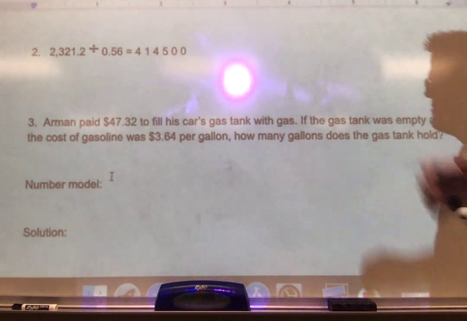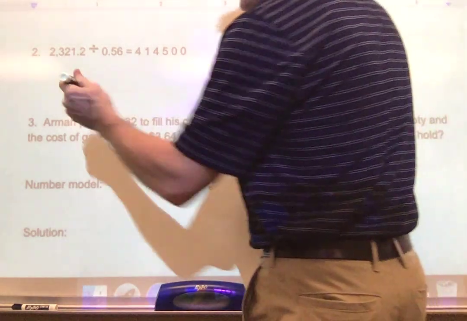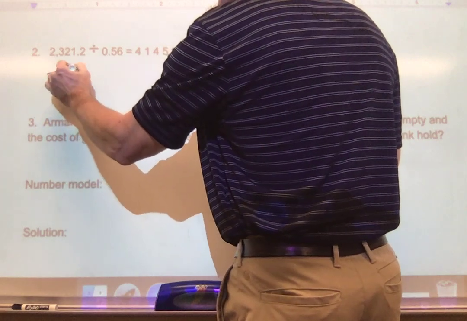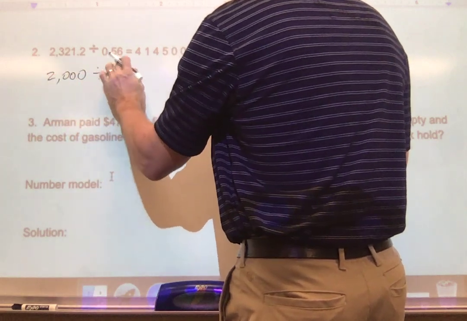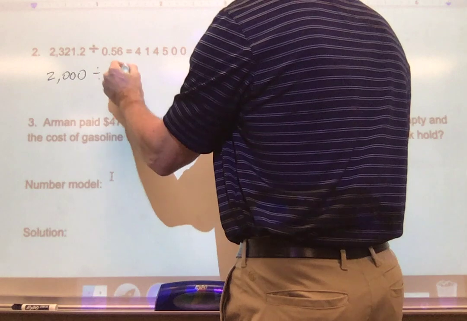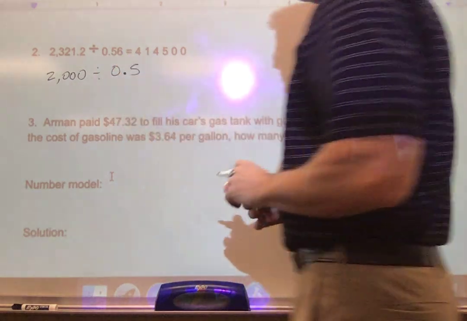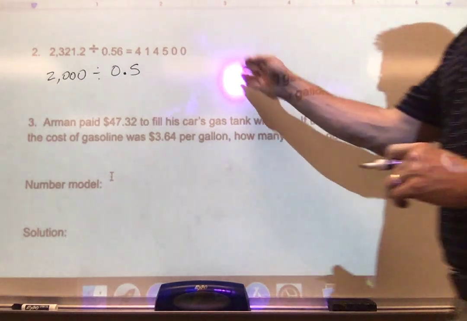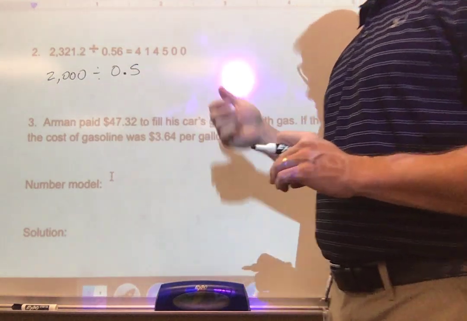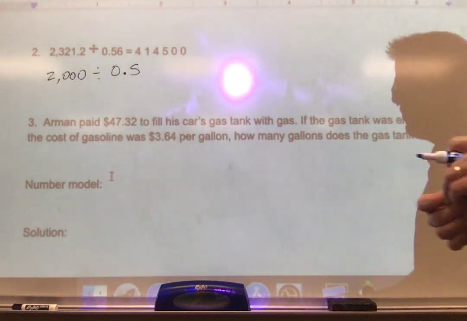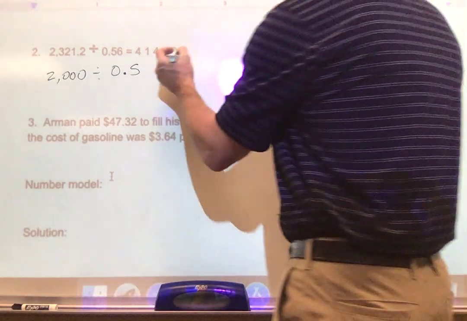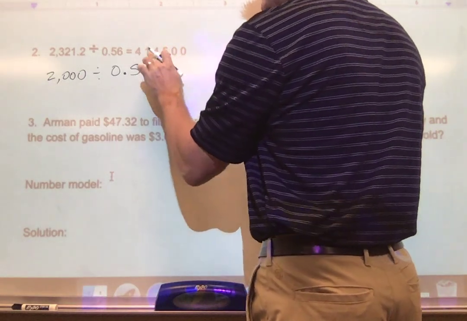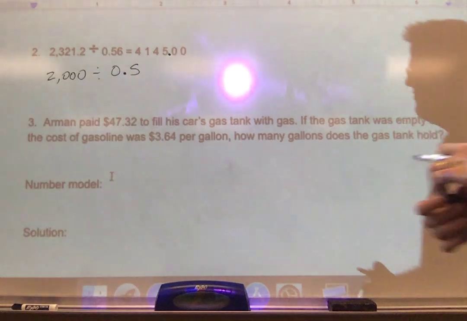All right, so in this one, if I'm doing some estimating, I'm thinking, well, this is around 2,000. And let's say 0.56, that's about a half. So I think this one we can just say it backwards. How many halves make 2,000? You know, my answer has to double, so it should be around 4,000. So I know my decimal has to go right here, because that makes it 4,145.